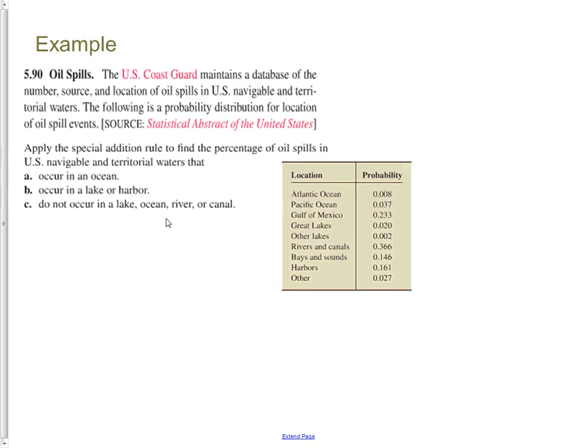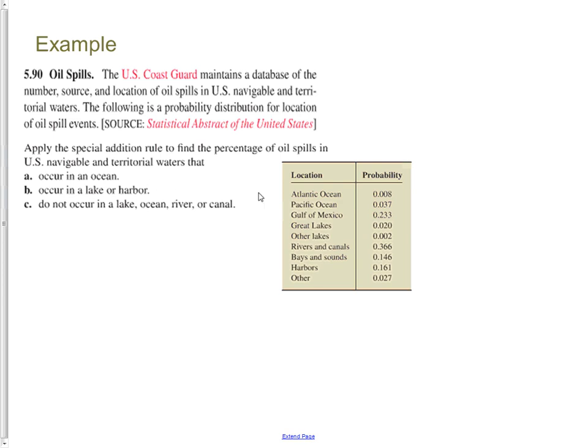Okay, so let's talk about one last example right here. Oil spills. This is sort of an interesting one. The U.S. Coast Guard maintains a database of the number, source, and location of oil spills in U.S. navigable and territorial waters. So we're talking about the rivers, I suppose, and lakes and canals and other places all over the U.S. The following is a distribution of oil spills, right?